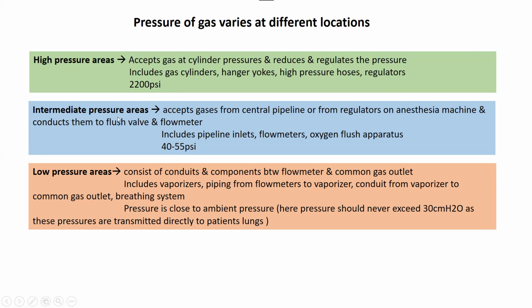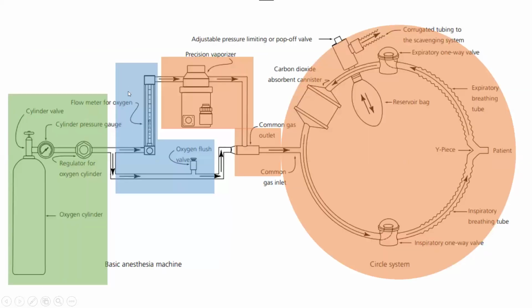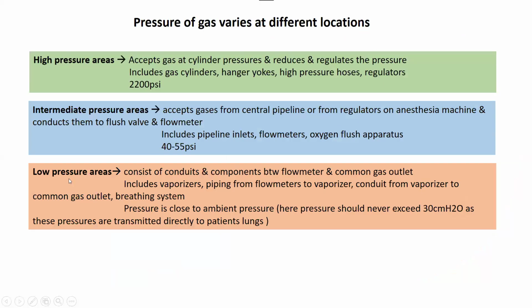Then we have intermediate pressure areas that accept gases from the central pipeline or from regulators on the anesthesia machine and conduct them to the flush valve and flow meter. It includes pipeline inlets, flow meters, and oxygen flush separators, and it has a pressure of 40 to 55 psi. So it is basically talking about this area, that it has intermediate pressure because this regulator has reduced the high pressure to intermediate pressure.